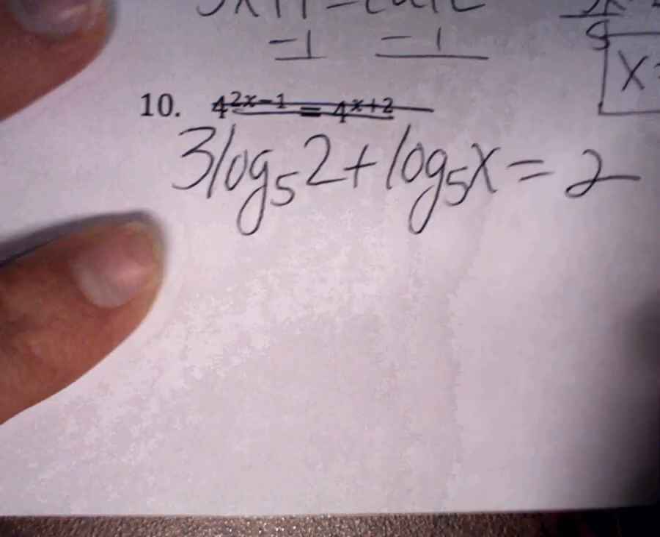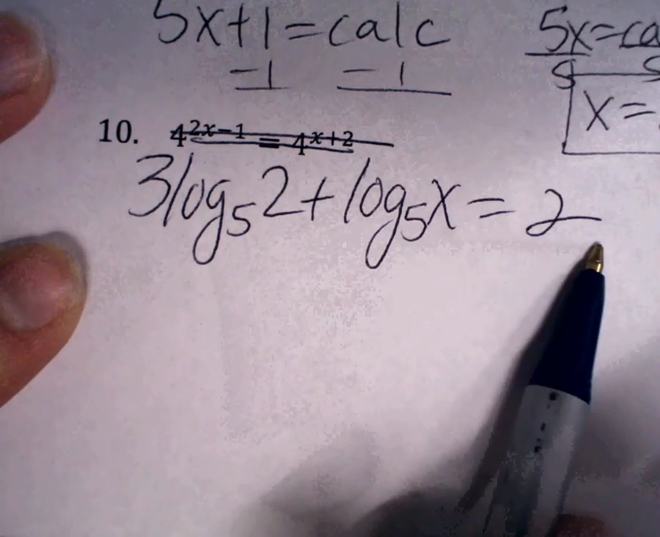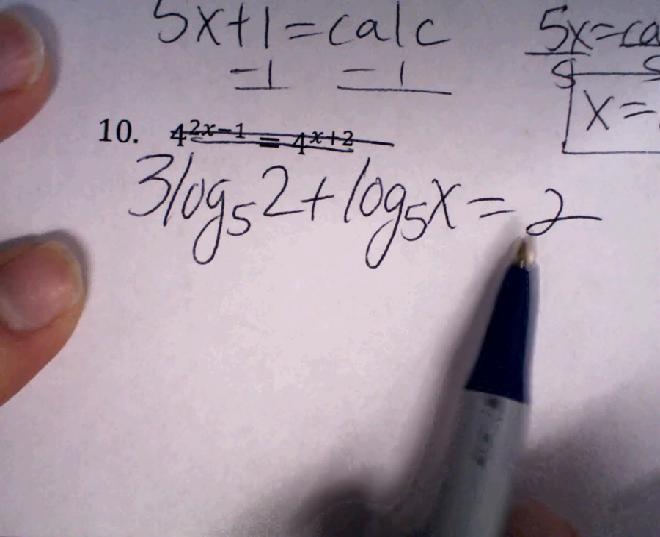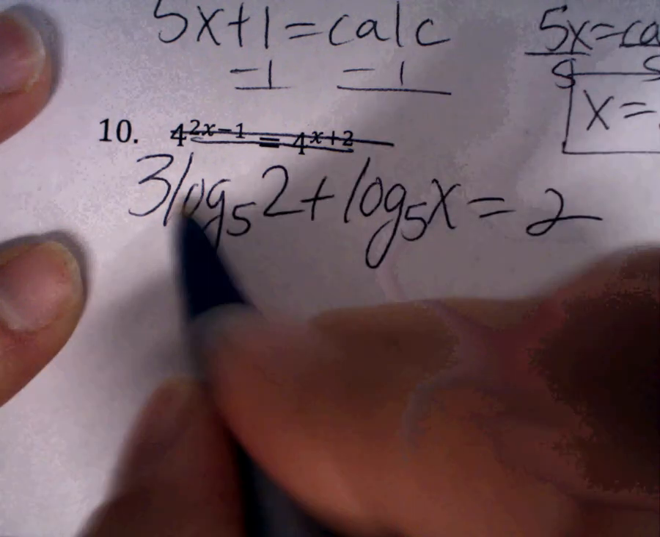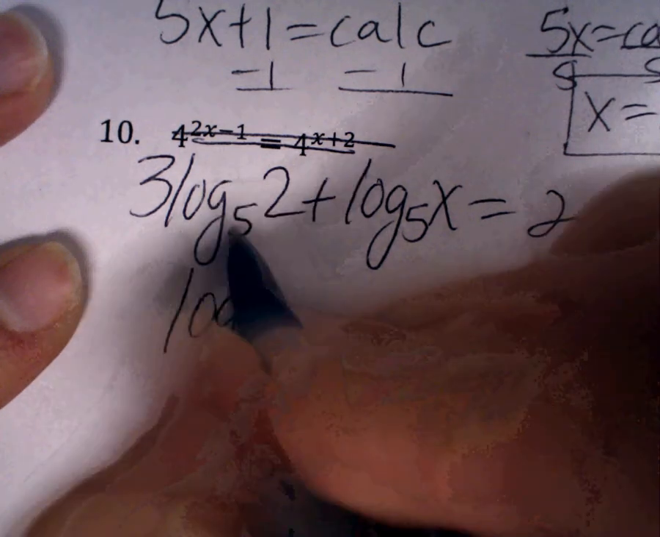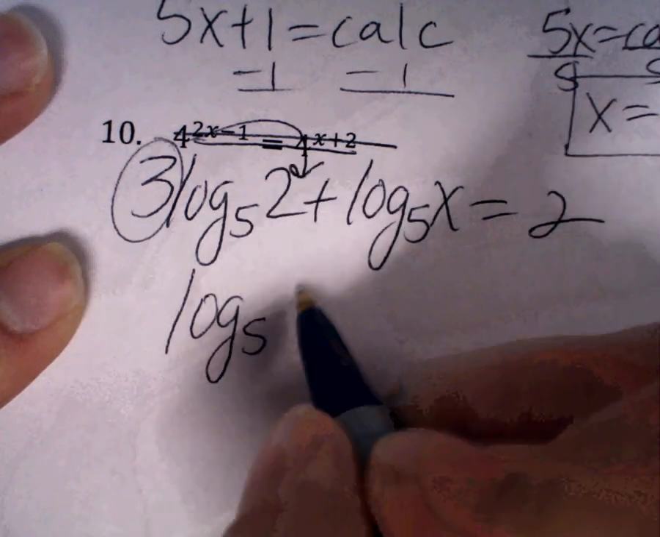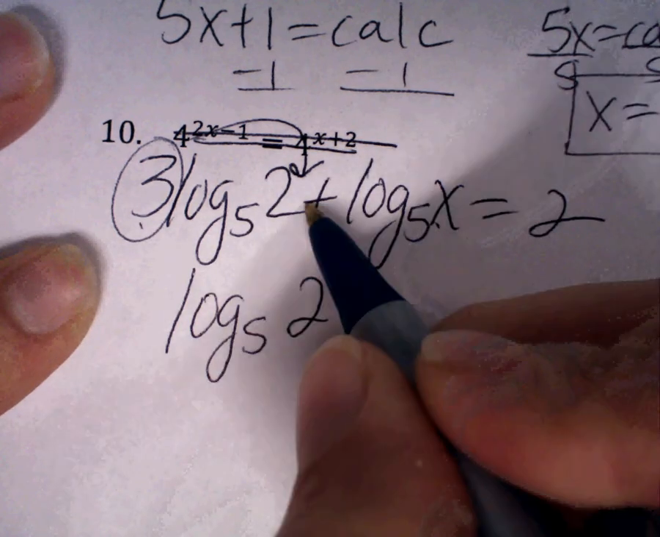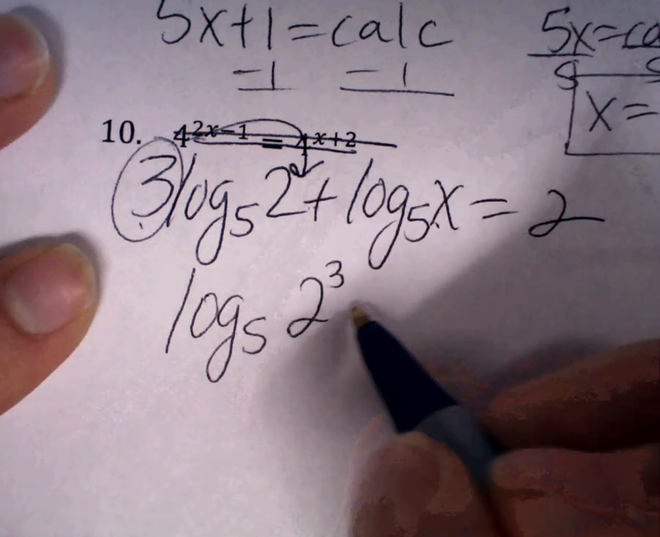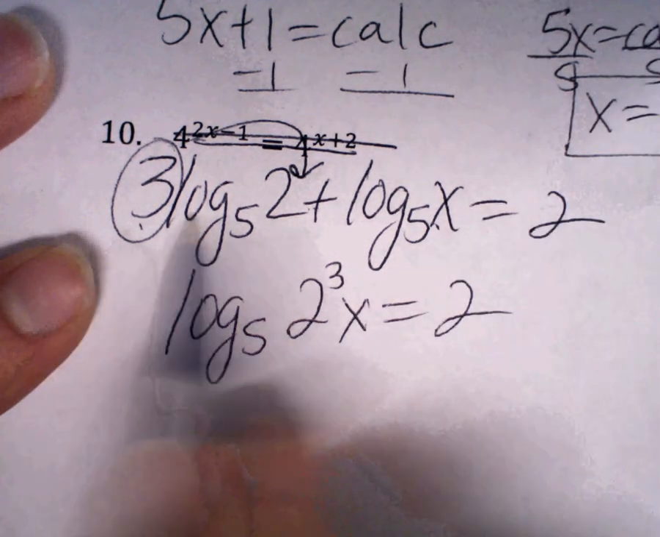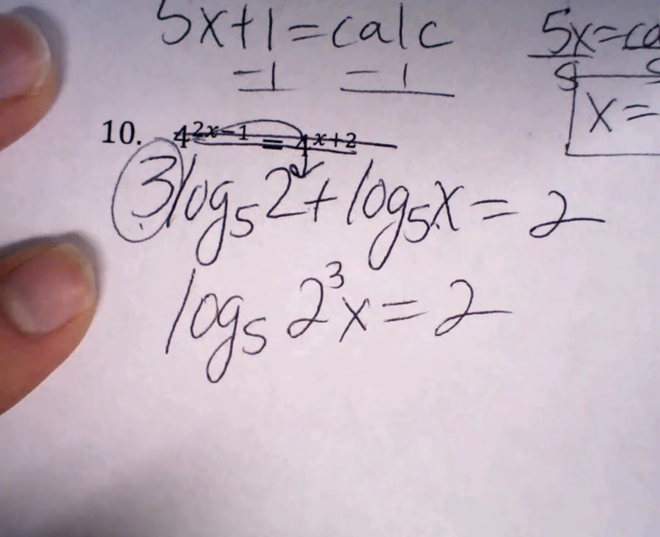Okay, this is not an all log situation because of the 2 not having the log at all. So what we have to do is still bring these together. So log 5, 2 to the third, because that number in front is an exponent. The x is adding, this log is adding, so it's going to multiply, and it's still equal to 2. So these two logs came together to be one log.